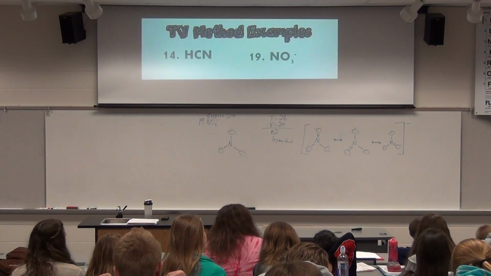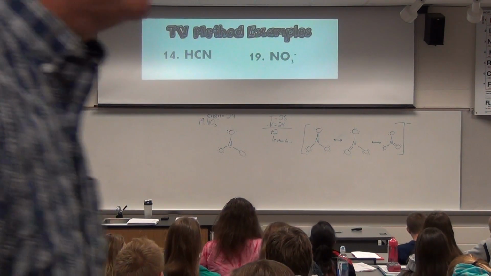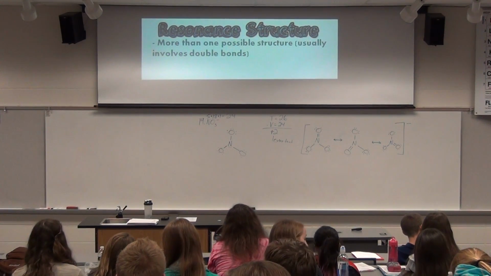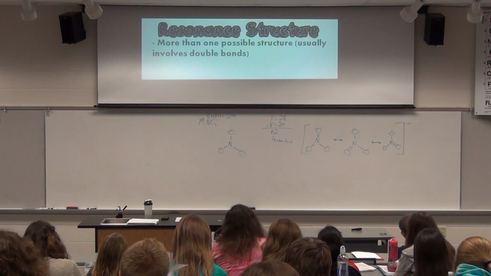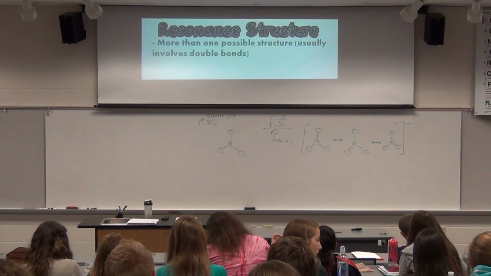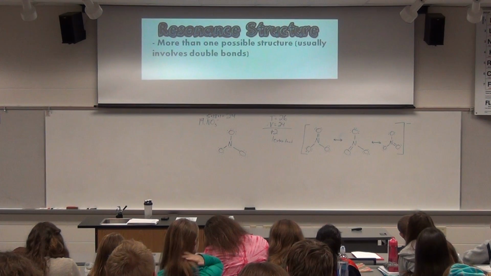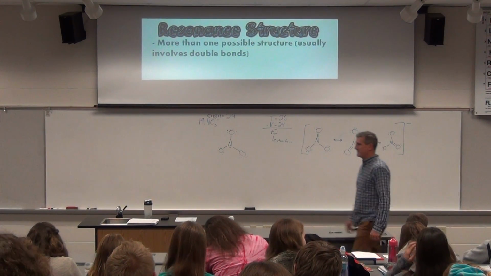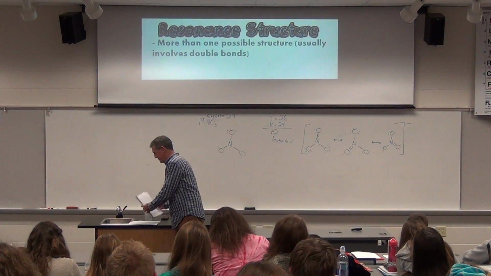Guys, we still got some stuff to get through, and I'm going to do some examples from your other homework too. All right. What that's called, and this is where it says resonance on your sheet, is a resonance structure. And in simple definition, it's when there's more than one possible structure. And it usually involves double bonds. Could be triple bonds too, whatever.